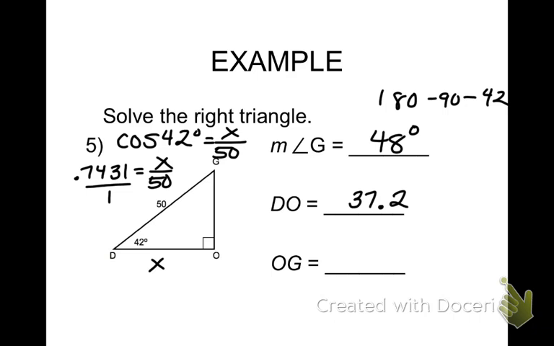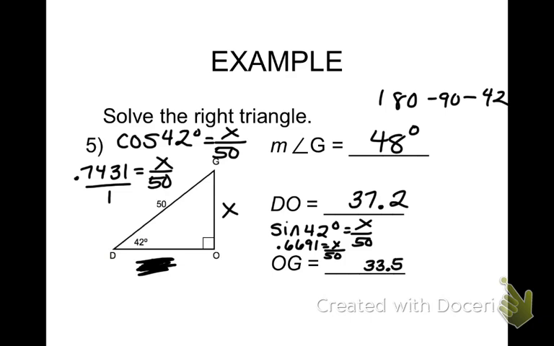Now let's solve for OG. So now I'm going to put my x over on OG. Now which trig function are we going to use? So I have to do sine. So now we're going to do the sine of 42 degrees equals x over 50. The sine of 42 is 0.6691. And then whatever that times 50 is. 33.5. There we go. Okay?